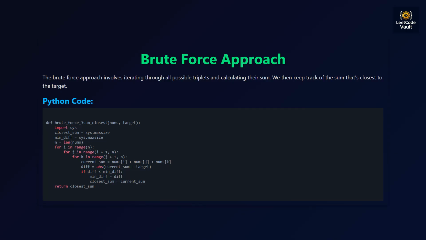Brute force approach. One naive way to approach this is using a brute force method. We could iterate through all possible triplets in the array, calculate their sums, and keep track of the triplet with the sum closest to the target. This involves 3 nested loops, making it quite inefficient. The time complexity of this brute force approach would be O(n^3), where n is the length of the input array. That's not ideal for larger inputs.